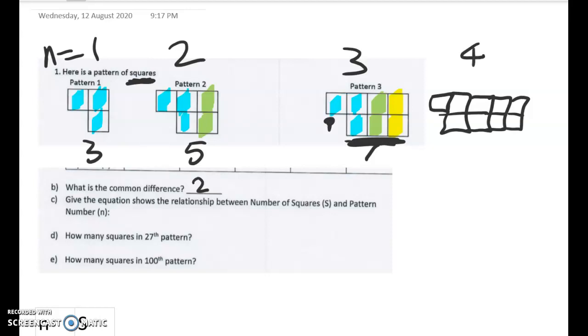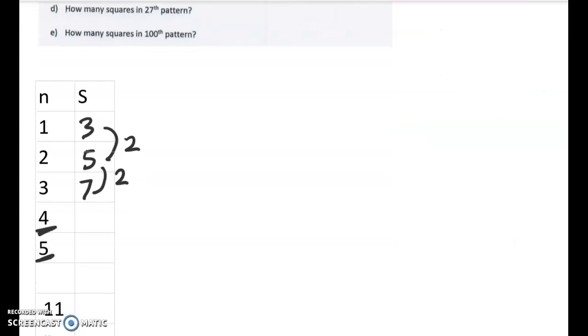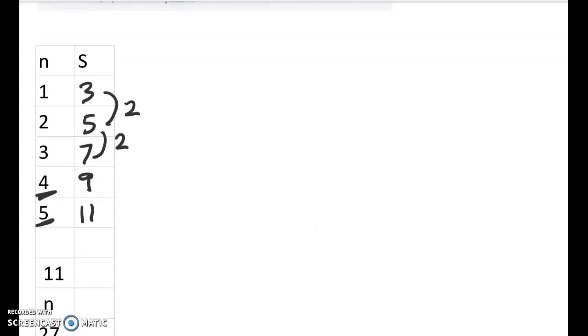But we don't really need to draw them all out to see what's going on. We know it's going up in 2, so pattern 4 would have 9, and pattern 5 would have 11. This is called finding the next term in the pattern. Right? So now we're asked to figure out, what about the 11th pattern number? Right? So n is 11. That means find out how many squares in the 11th pattern.